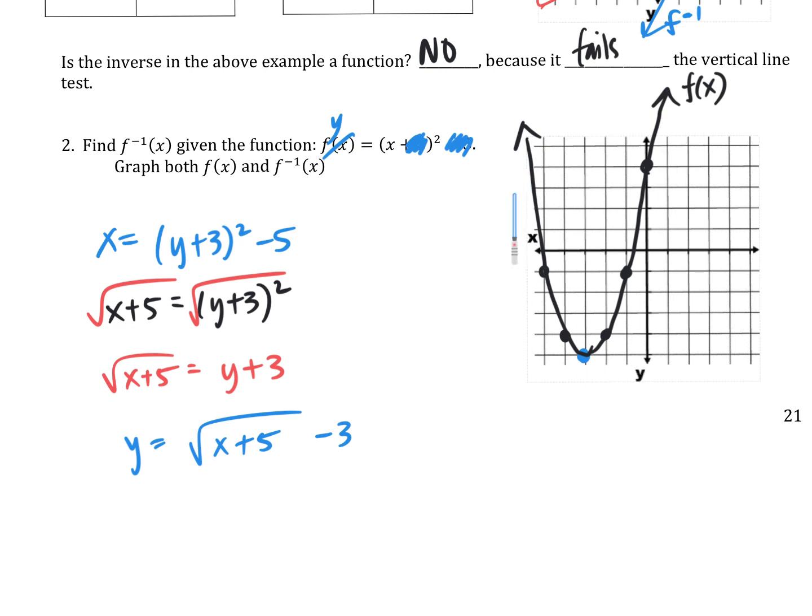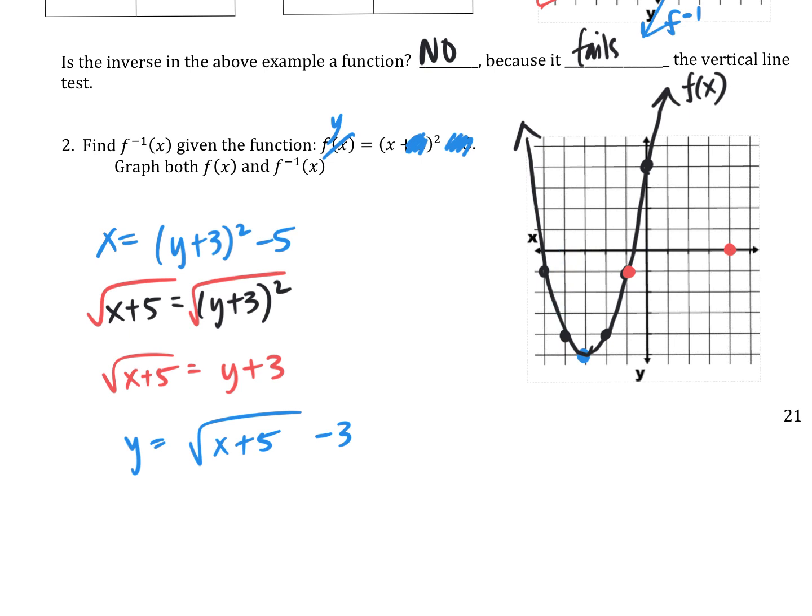If my function had the point 0, 4, what point would my inverse have? 4, 0. You got it. I'm going to go to 4, 0. If my function had the point negative 1, negative 1, that would turn into, you got it, that one stays. How about negative 2, negative 4?